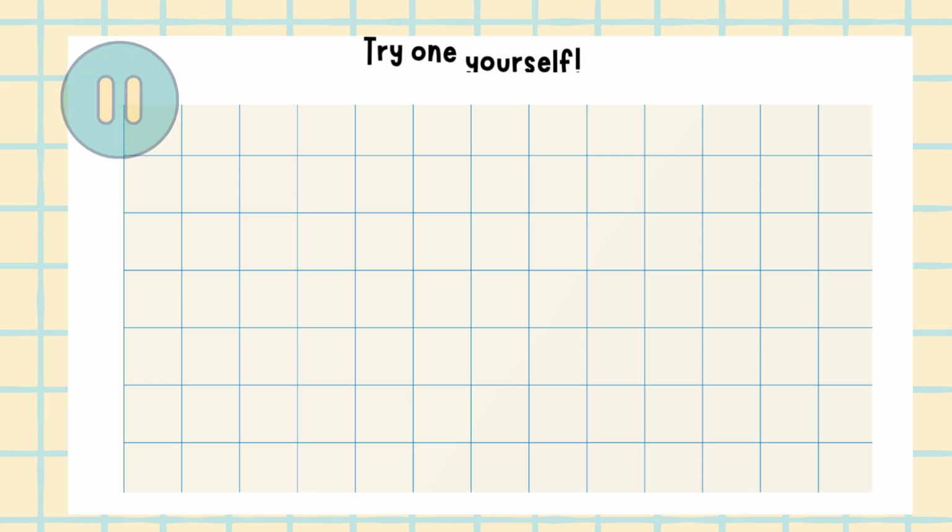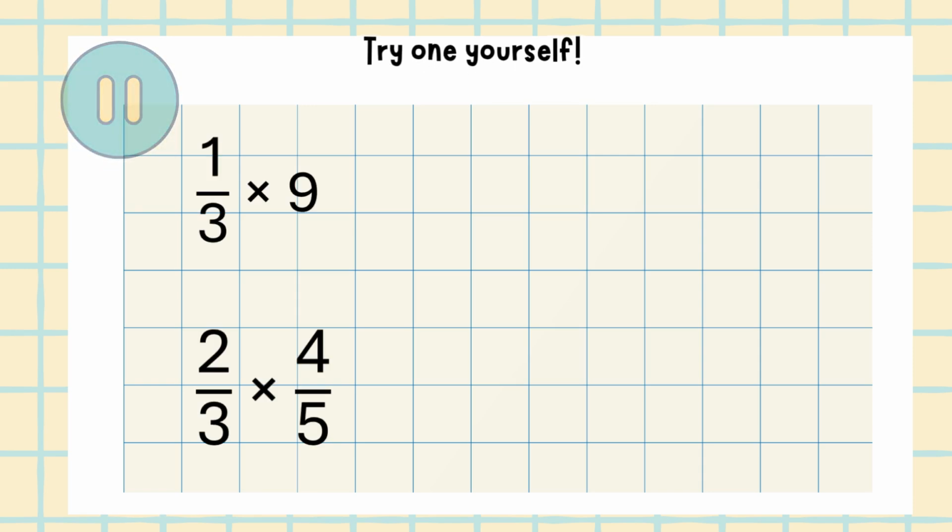Now it's your turn. Pause the video and try these two problems. First, 1/3 multiplied by 9, and second, 2/3 multiplied by 4/5. Take your time and think carefully about what each one means.